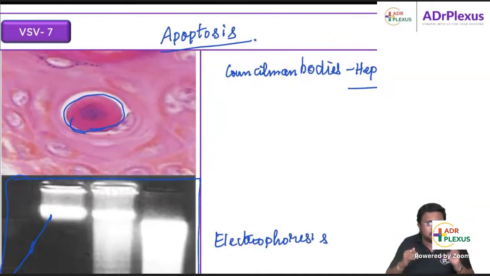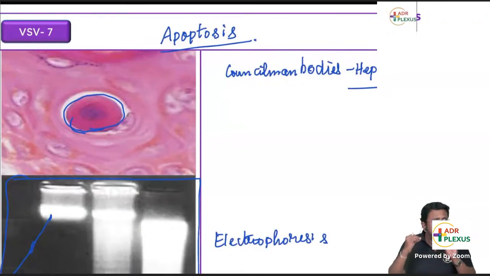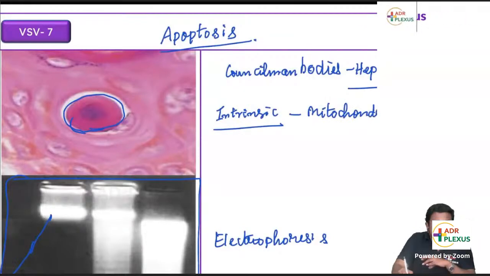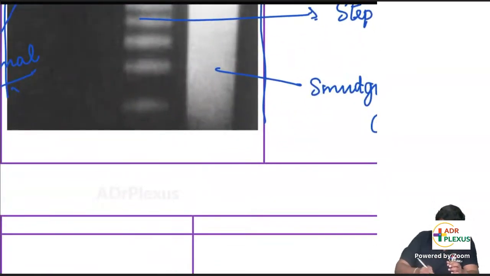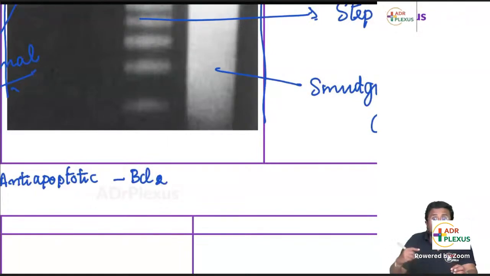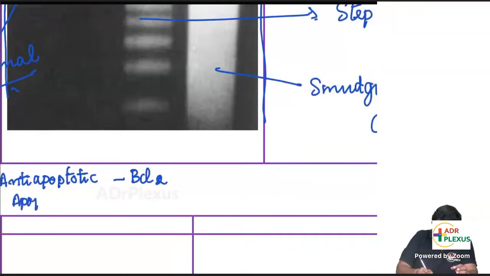So apoptosis, what are the two pathways you remember? Initiation, what are the two pathways? Extrinsic and intrinsic pathway. So intrinsic, you will be remembering mitochondria. Now you will also be remembering the anti-apoptotic genes. What are the anti-apoptotic genes? It is BCL2, MCL1, BCL-XL. And apoptotic, you will be remembering BAX and BAK.